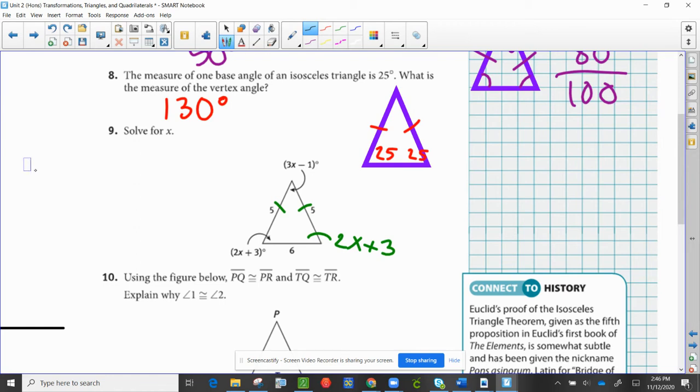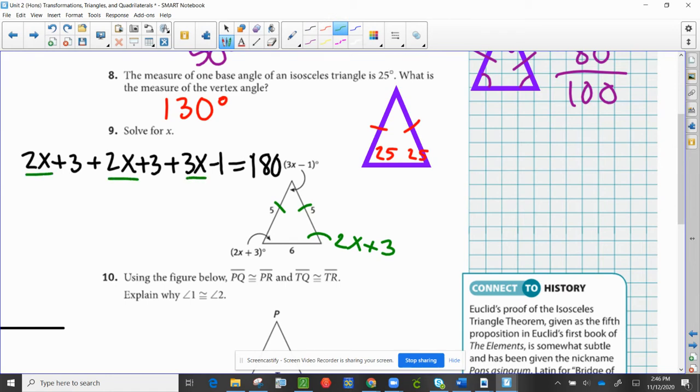So I could take 2x plus 3, plus my other base angle, 2x plus 3, plus my vertex angle. What do I have to set those equal to? It would be equal to 180 degrees, right? Because they're the 3 angles of the triangle. All right, let's clean this up. 2x and 2x and 3x. That's going to give me 7x. 3 plus 3 is 6, minus 1 would give me a plus 5.